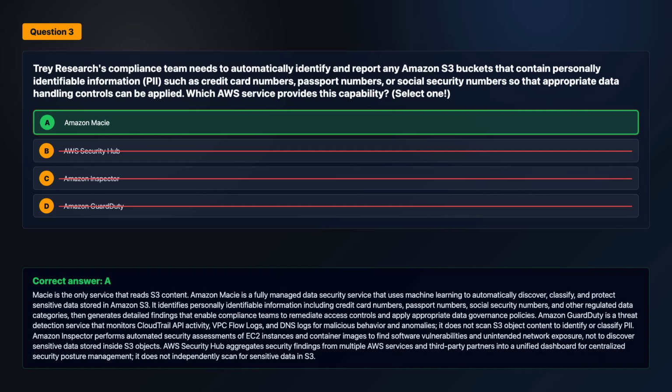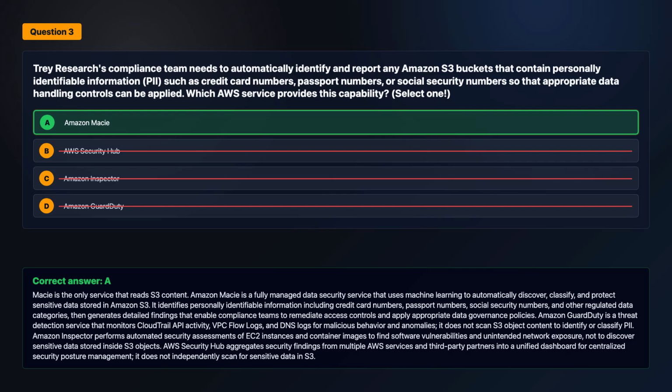The correct answer is option A. Macie is the only service that reads S3 content. Amazon Macie is a fully managed data security service that uses machine learning to automatically discover, classify, and protect sensitive data stored in Amazon S3. It identifies personally identifiable information including credit card numbers, passport numbers, social security numbers, and other regulated data categories, then generates detailed findings that enable compliance teams to remediate access controls and apply appropriate data governance policies.